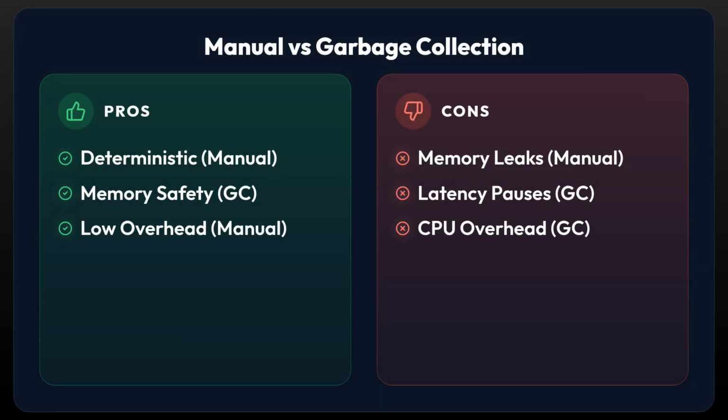In languages like C++, you do. It is fast and deterministic, but risky. One mistake means a memory leak. In Java or Python, the garbage collector does it. It is safer, but the collector burns CPU cycles and can pause your program unpredictably.